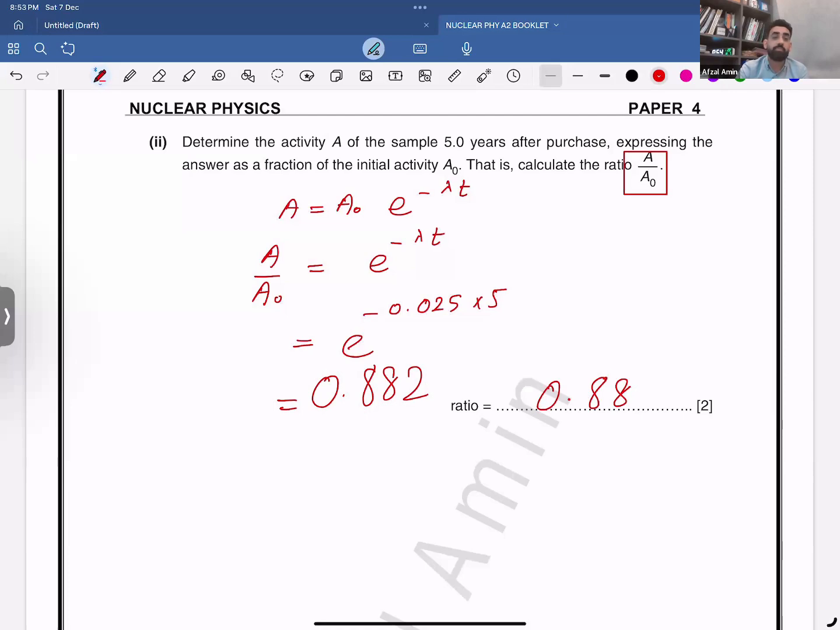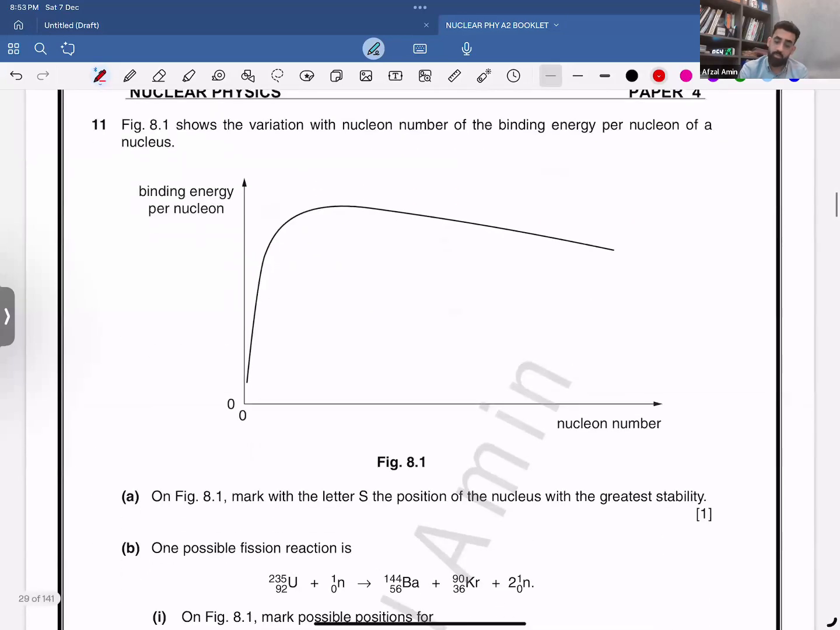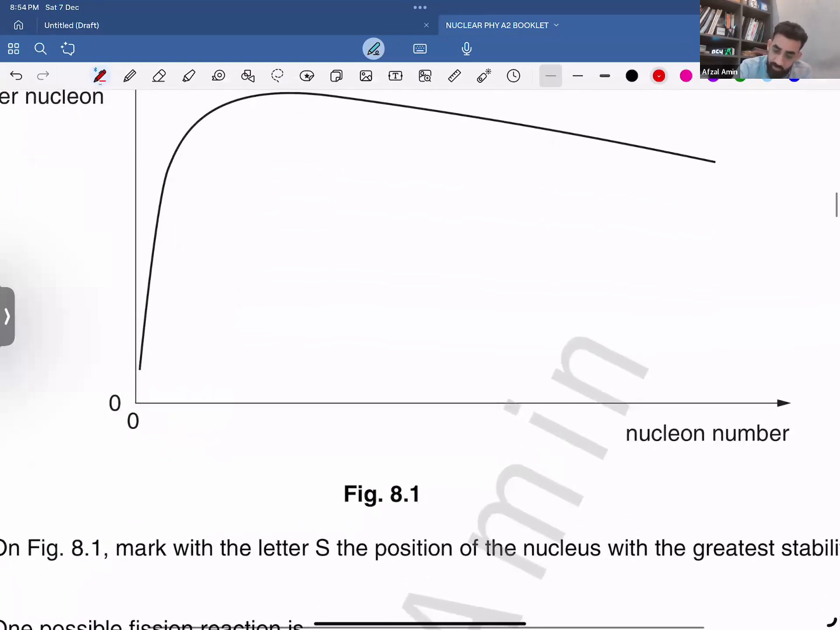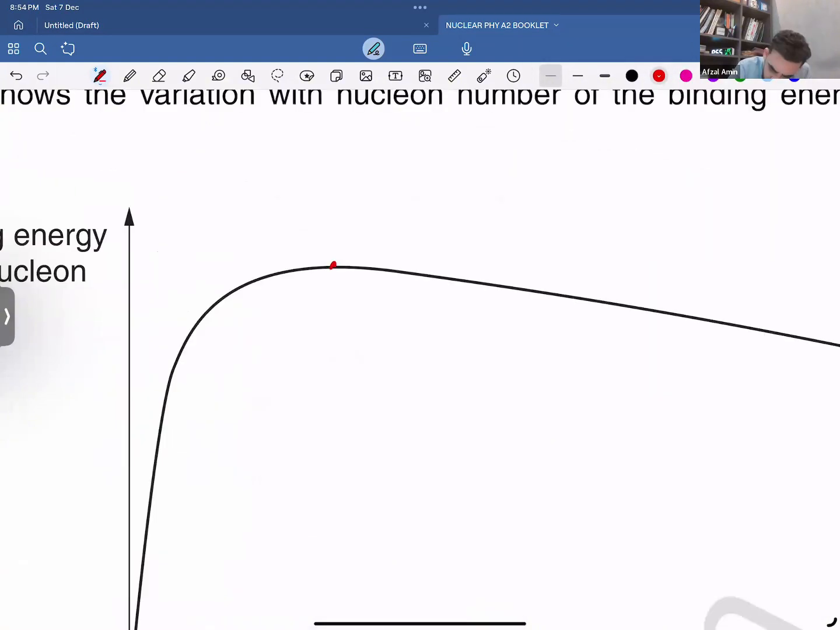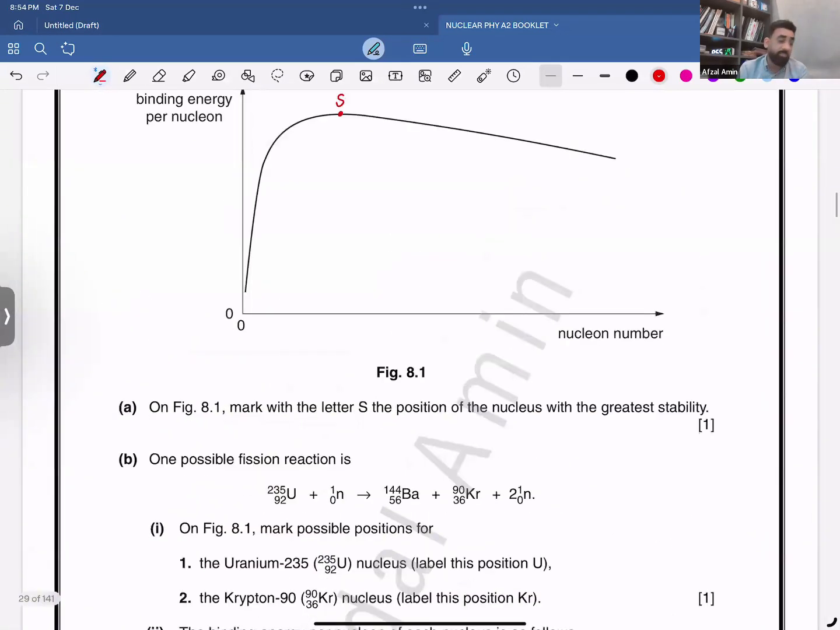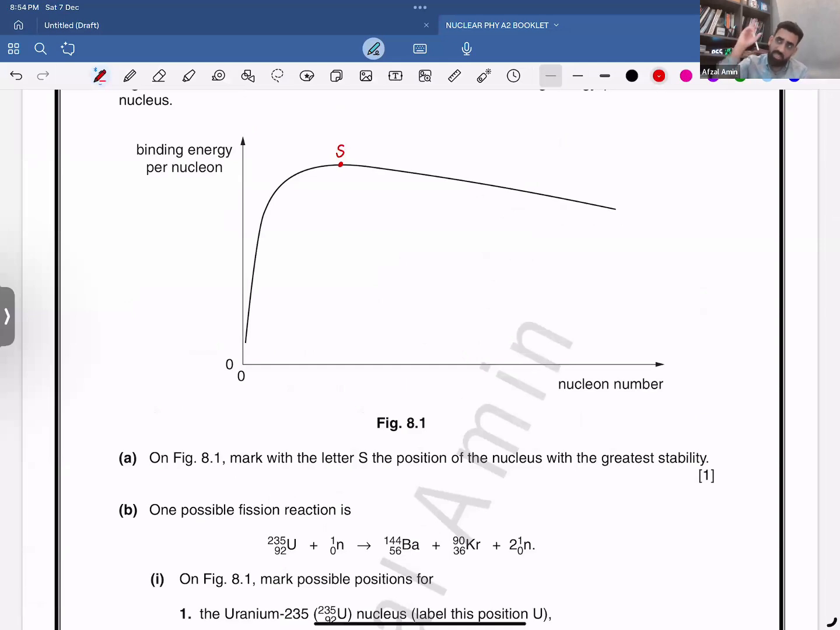Next question, my dear students. Actually, this is the good graph. Similar, nuclear number, binding energy per nucleon. Mark letter S where the nucleus has greater stability. The peak. How exactly I identify the peak? Greater stability means maximum binding energy. You know, I think this will be iron, yani, maybe, if I'm not wrong.